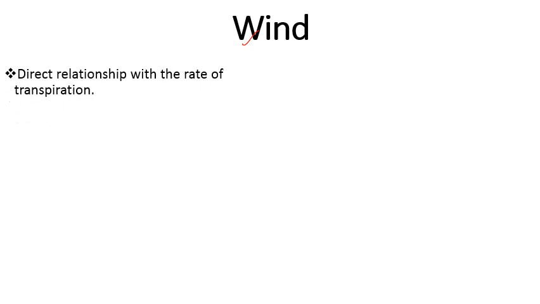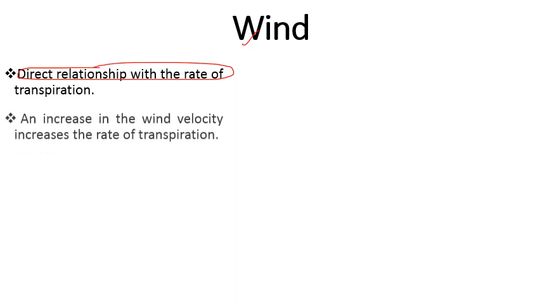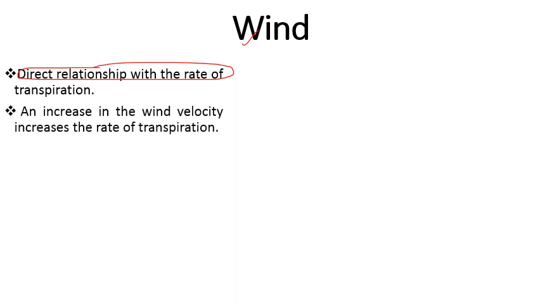The next important external factor is wind. So this wind also has a direct effect on the rate of transpiration. It shows a direct relationship with the rate of transpiration. It means higher the wind velocity, greater is the rate of transpiration. So with an increase in the wind velocity, there is an increase in the rate of transpiration.